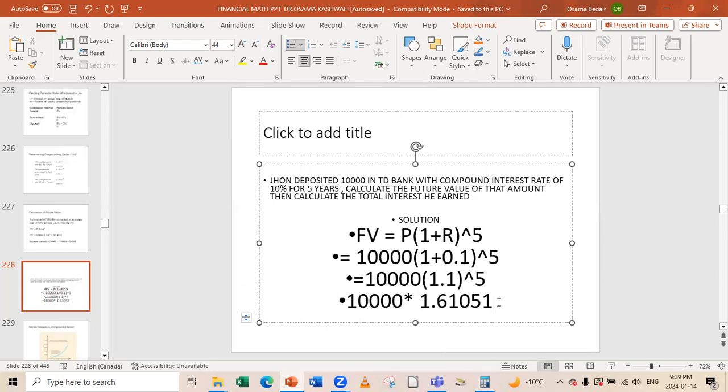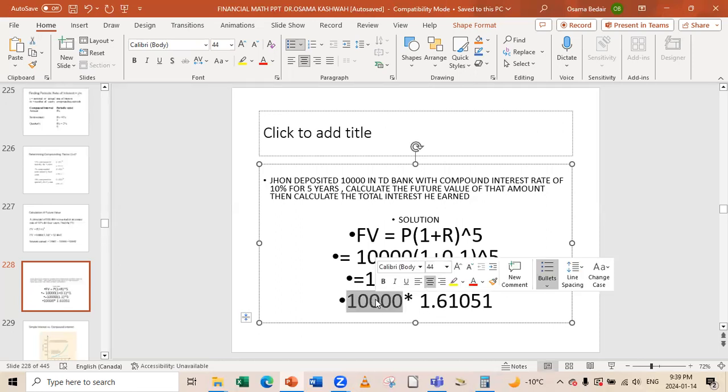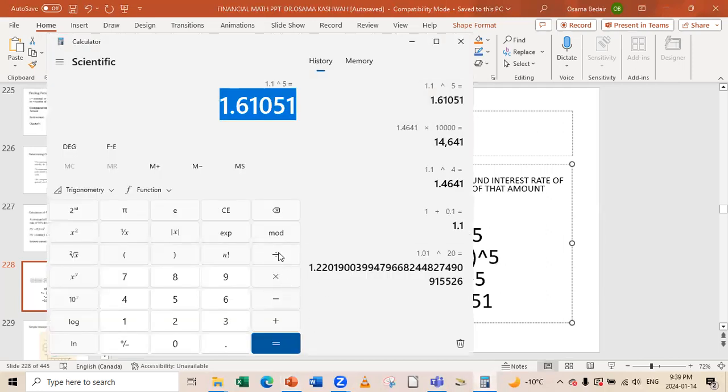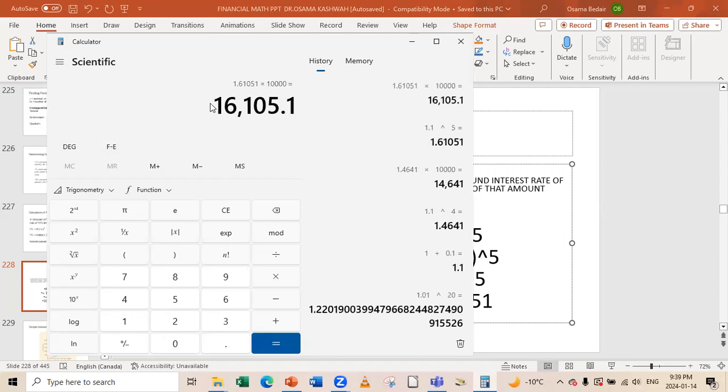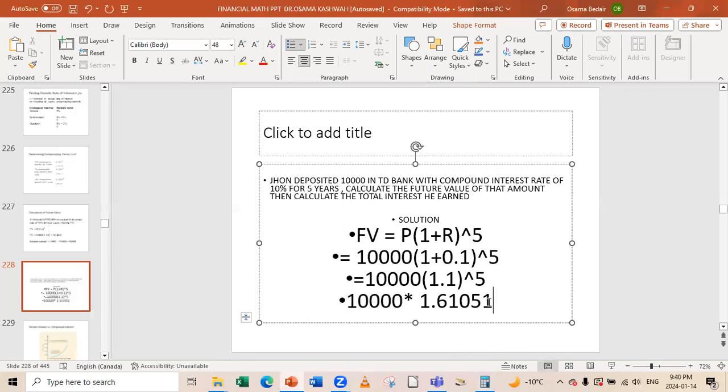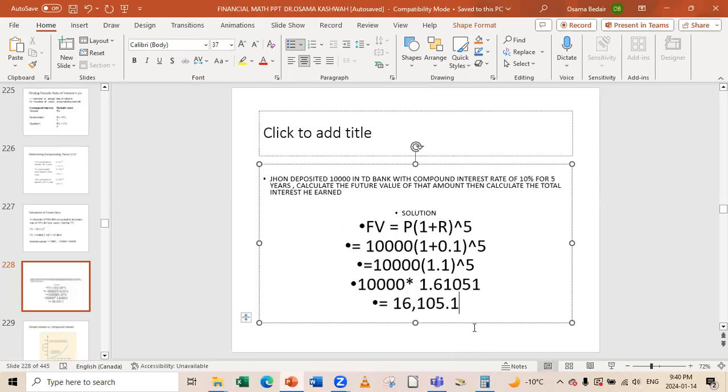So this means it will be 16,105.1. When I multiply them by each other, I take 10,000 multiplied by the last number. So that will equal 16,105.1, and that is the end of the example. It will equal 16,105.1. Now it's your turn.